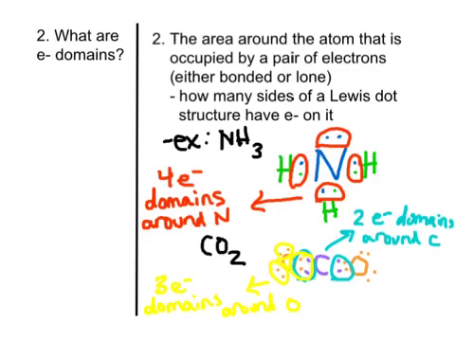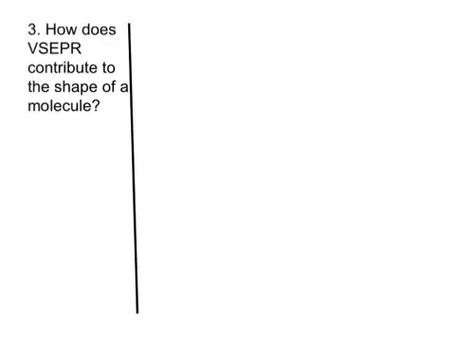So let's go on to our last question of these notes. How does VSEPR contribute to the shape of a molecule? Now we've come to the point of this lesson: molecular shape and how we get different shapes of molecules because of the repulsion in the valence shell. So how does VSEPR, or valence shell electron pair repulsion, contribute to the shape of a molecule?